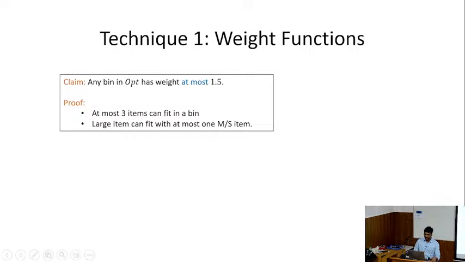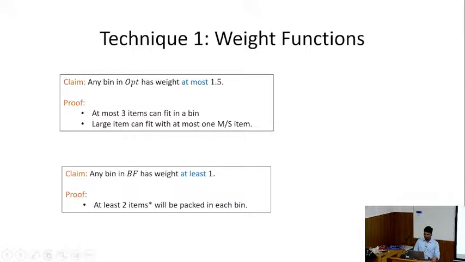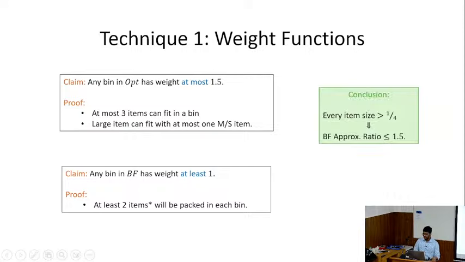One can show that any bin in the optimal packing has a weight at most 1.5, because at most 3 items can fit in a bin, and a large item can fit with at most one medium or small item. That can be verified. And we can also show that any bin in best fit has weight at least 1, because best fit will pack at least 2 items in each bin with some very rare exceptions. So this immediately gives us that best fit has an approximation ratio of at most 1.5 in the special case when all the items have size greater than 1/4.